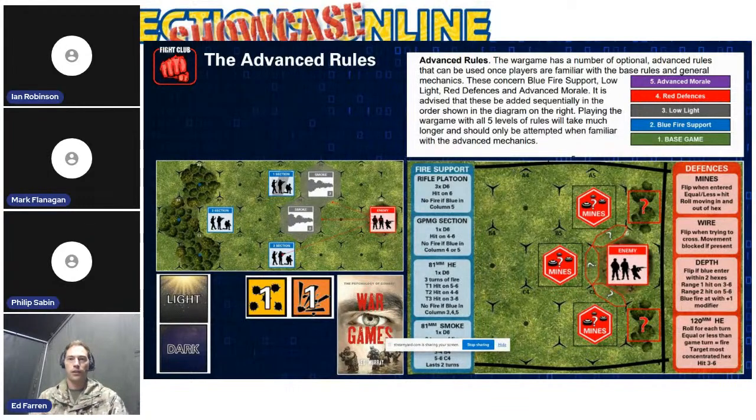The advanced rules. So we put these in for a number of reasons, but I'll just go through what they are essentially. So you have blue fire support. Why do we need blue fire support? So it's another way to suppress red without using the counters that are in play.